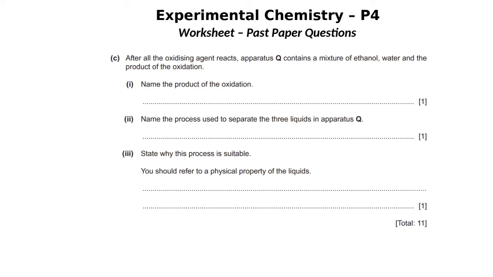In the C part, it says that after all the oxidizing agent reacts, apparatus Q contains a mixture of ethanol, water, and the product of the oxidation. Name the product of the oxidation. If Q had ethanol, its oxidation would have produced ethanoic acid. We know that alcohols get oxidized to carboxylic acids. Name the process used to separate the three liquids in apparatus Q. Whenever you're going to separate liquids, especially organic liquids, you're going to use fractional distillation. Most likely it's going to be separated by fractional distillation.